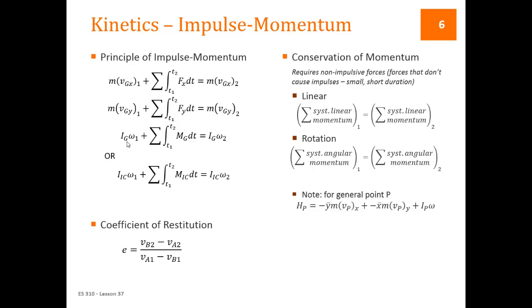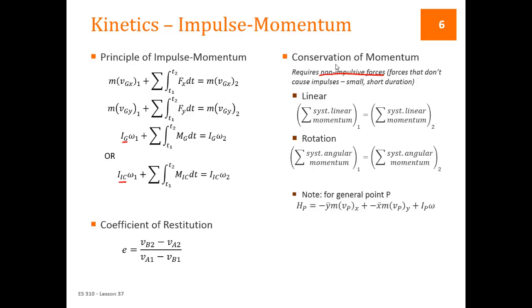Rotationally, we also have rotational impulse momentum, which gives us this I omega, which is rotational momentum, plus the integral of the moment times dt, which is the rotational impulse, is equal to the final rotational momentum. We can use either the center of gravity or an instantaneous center of zero velocity in these equations. Conservation of momentum applies when we have non-impulsive forces, which means the forces in our system don't cause impulses. Either they're very small compared to forces that are causing impulses, or they're of very short duration.